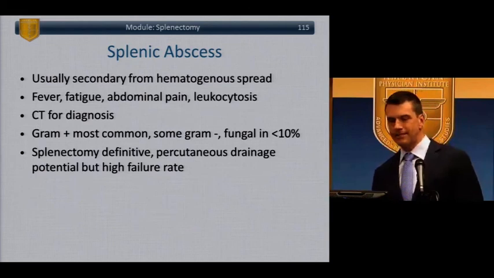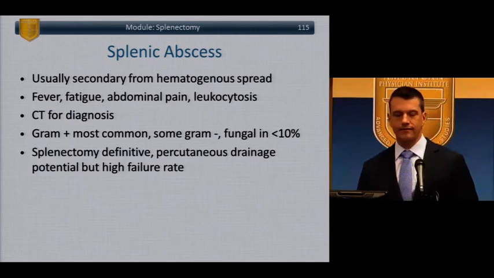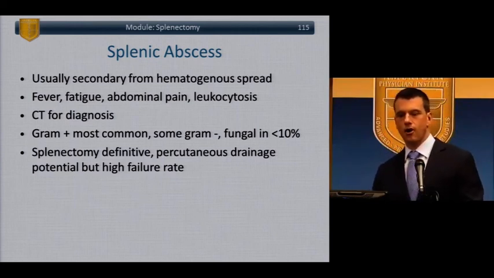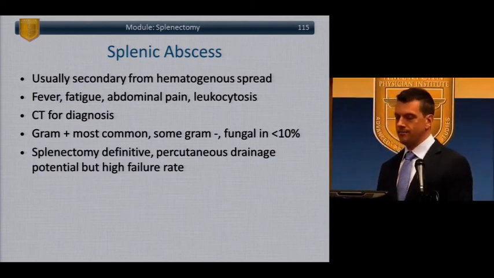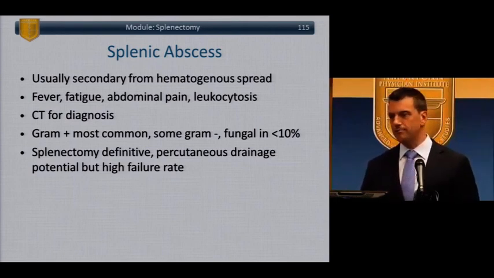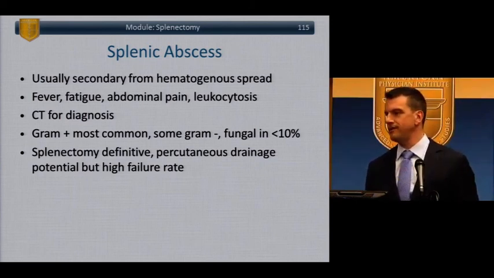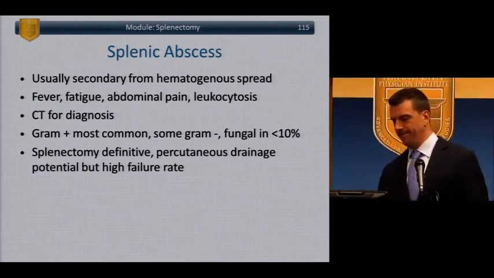For splenic abscesses, these are usually secondary to hematogenous spread from other sources. Fever, fatigue, abdominal pain, leukocytosis are all part of this. CT can be diagnostic for splenic abscesses. Most common are gram-negative forms. There are some fungal cultures. Splenectomy is the definitive cure here. Percutaneous drainage is possible, but it has a very high failure rate of up to 50%. So in a very sick, septic patient, it is doable, but it's very likely not to be definitive there.